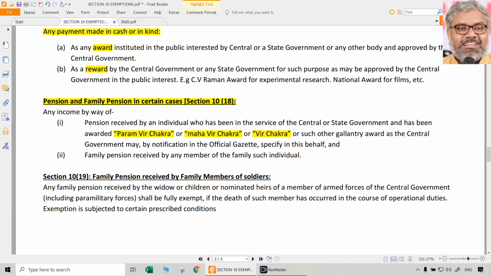Should that also be taxable? These are the brave people who have sacrificed their lives for the country, and their family should pay tax on the family pension they are receiving? How bad that would be. That is why that is not going to happen. Definitely they should get exemption. They got exemption. So the pension or family pension received by these people themselves or by their family members also shall be exempt. Who are those people who have received these gallantry awards? These are only examples, like Veer Chakra, Mahavir Chakra, Paramveer Chakra, Kirti Chakra, etc. And family pension received by their family members also is exempt.